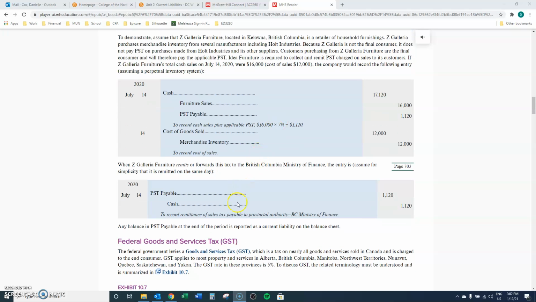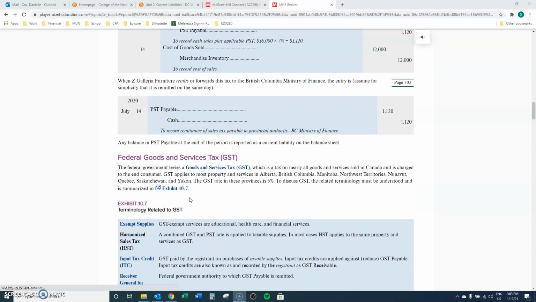Let's see. So here again, they purchased something. No, here they're selling. Okay, so they've sold some furniture. So credit to furniture sales and PST payable, and increase in cash because they received payment in cash. And then later on they remit that amount to the government, so they debit the payable and then credit the cash account. There's also GST, and these all pretty much work the same. PST, GST, and HST, the same kind of entries happen for each.